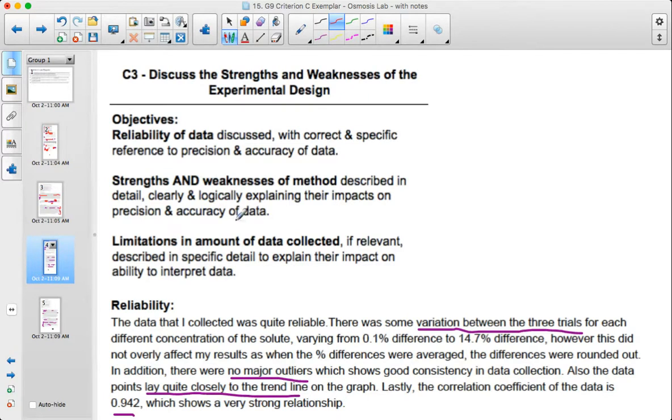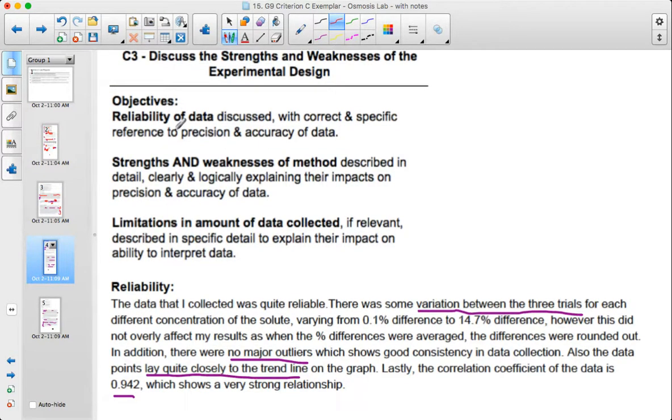Strand 3 discussed the strengths and weaknesses of the experimental design. You're going to look at the reliability of data discussed with correct and specific reference to is the data accurate or is the data precise? Precise meaning, are the data points consistently close together when you're repeating trials, or are they really all over the place? And accuracy is how closely are they matching what they should match, the true values, the expected values.